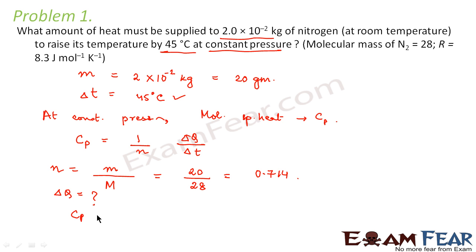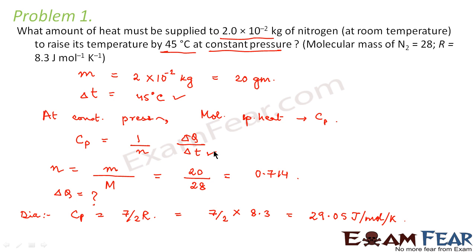So now we need Cp. What will be the value of Cp? Nitrogen is a diatomic gas. I told you before, in a diatomic gas, the value of Cp is equal to 7 by 2 R. For this derivation, refer to the lesson on kinetic theory of gases, and specifically refer to video number 26. So you calculate the value of Cp as 7 by 2 into R, where R is 8.3 joule per mole per Kelvin. So this comes out to be 29.05 joule per mole per Kelvin.